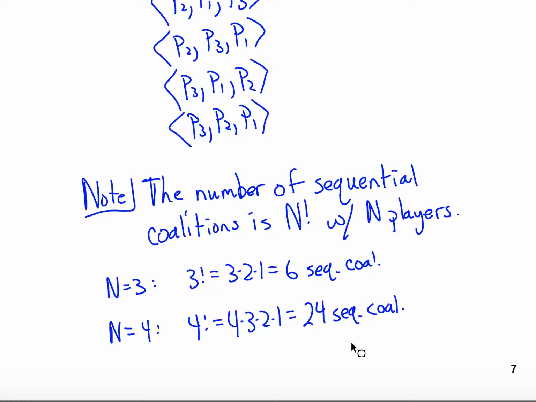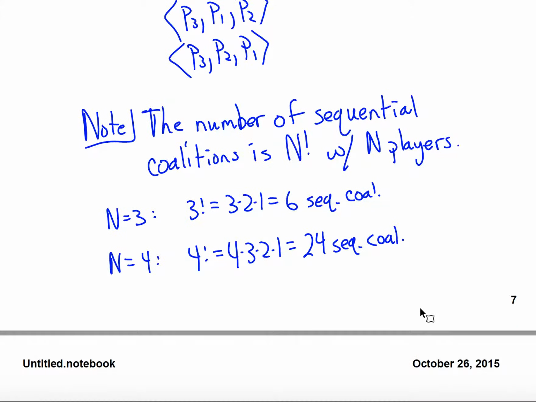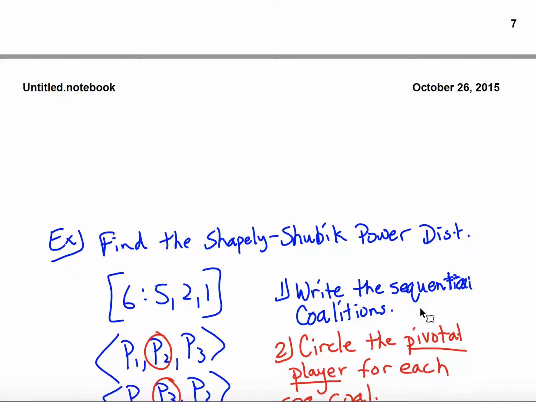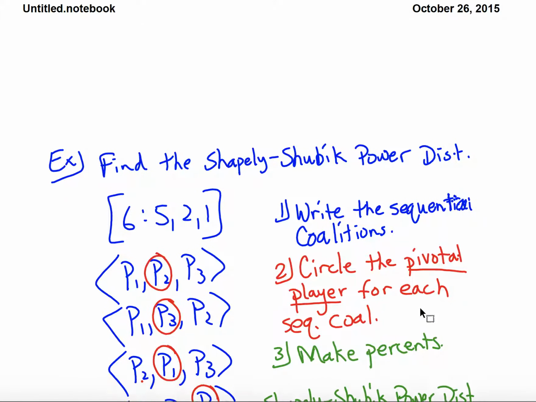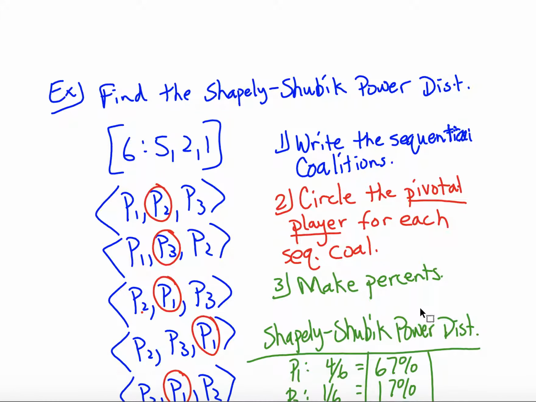So these get really big really fast, but you don't have to think about what ordering to put them in, or which ones are winning or losing. At the start, you just put them down. What is interesting is that we're now going to look at what we call a pivotal player.